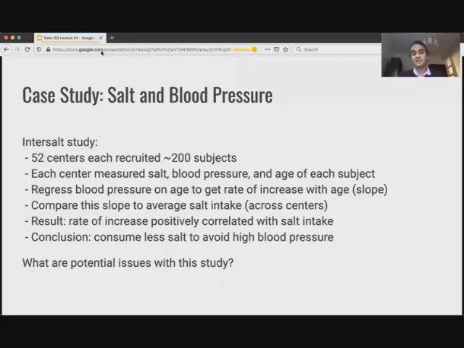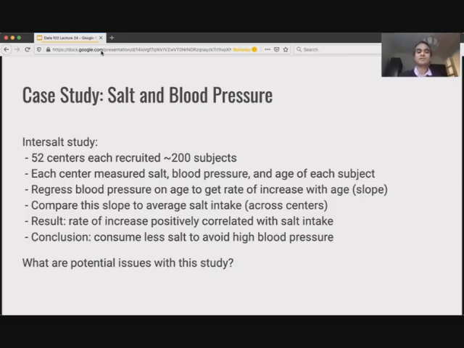I want to briefly describe a case study for you to think a little bit about what's going on, and we'll discuss this a little further during discussion. So in this case, we're going to talk about the InterSalt study, which is a study that was trying to understand the relationship between salt and blood pressure. So they got 52 centers all over the world to each recruit 200 different subjects. And each center measured everybody's salt intake, their blood pressure, their age. And they wanted to understand whether or not having more salt leads to higher blood pressure, whether you should be eating less salt.